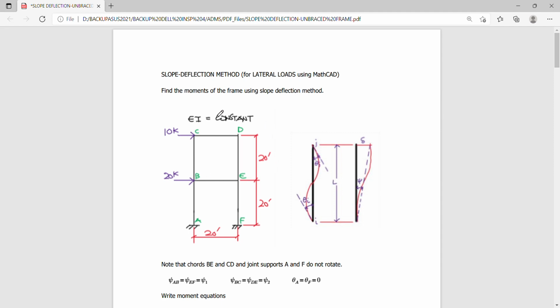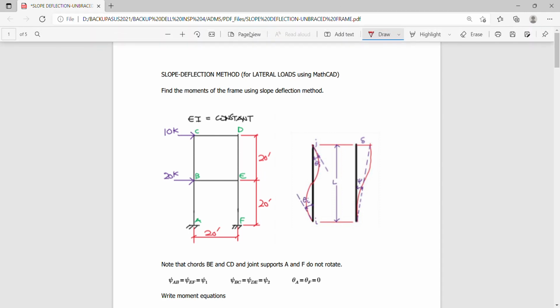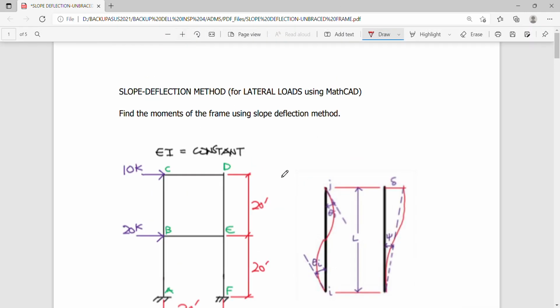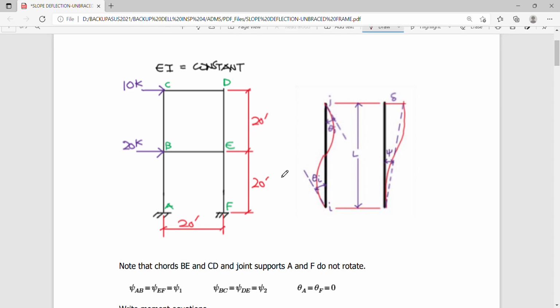So before we proceed with the analysis, let's take note of the things we need to take note on as far as the slope deflection procedure is concerned. So we have here your EI constant to simplify things. I'd like to show you how the concept of slope deflection works.